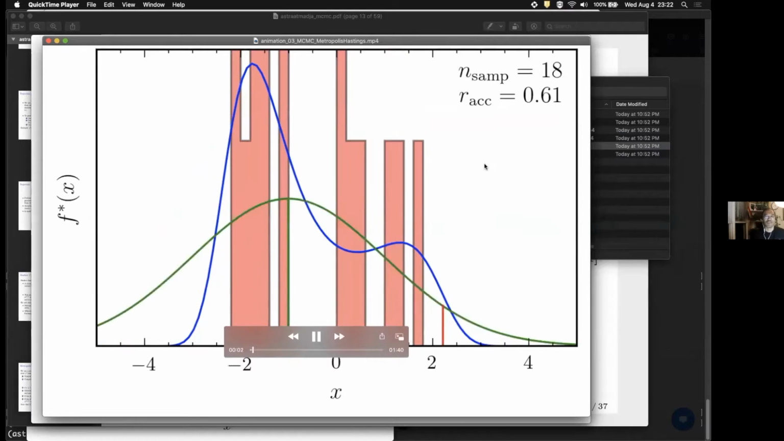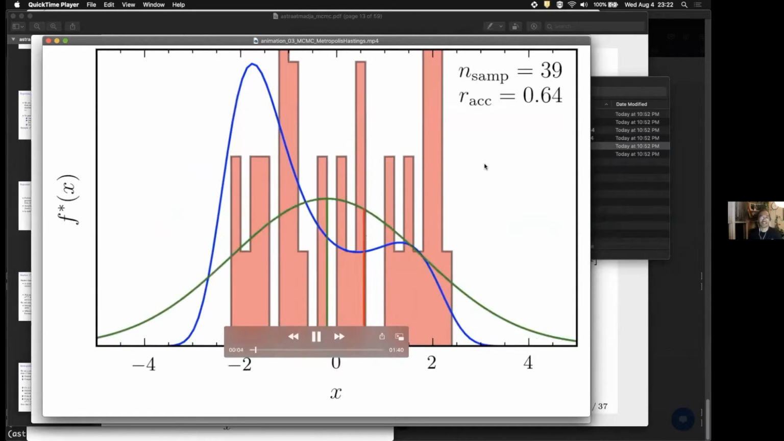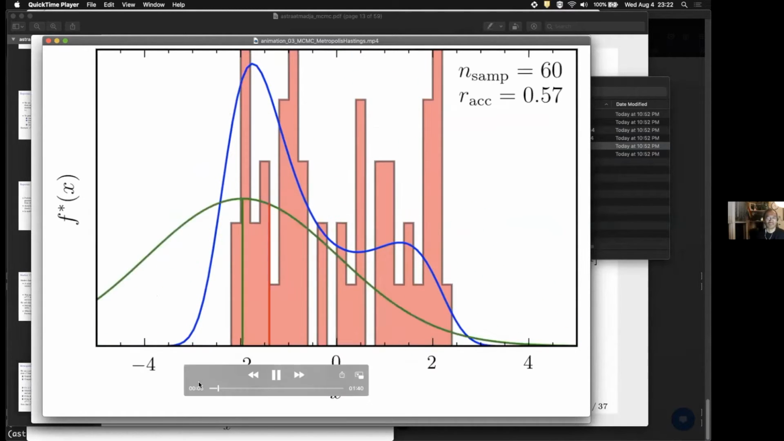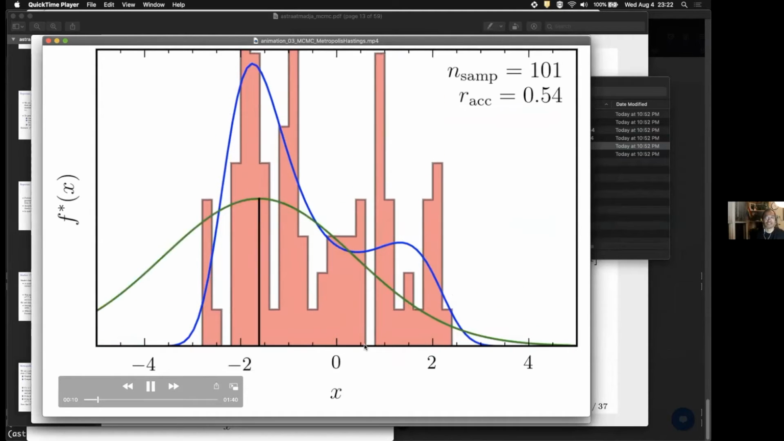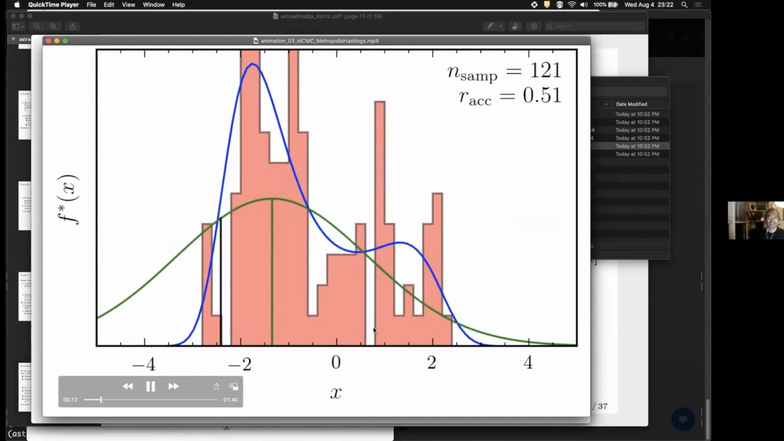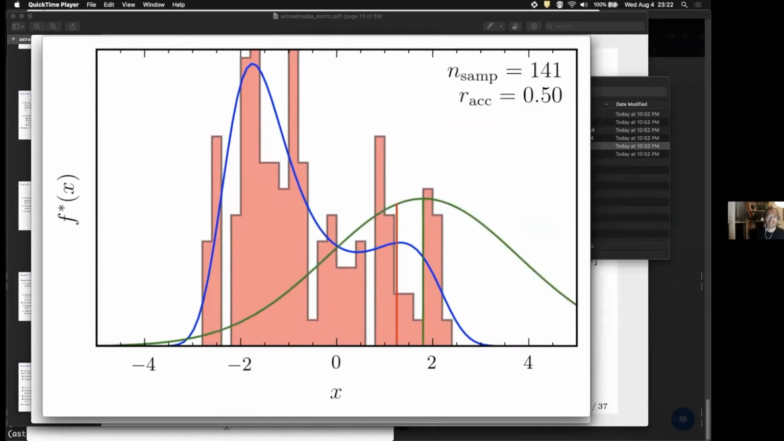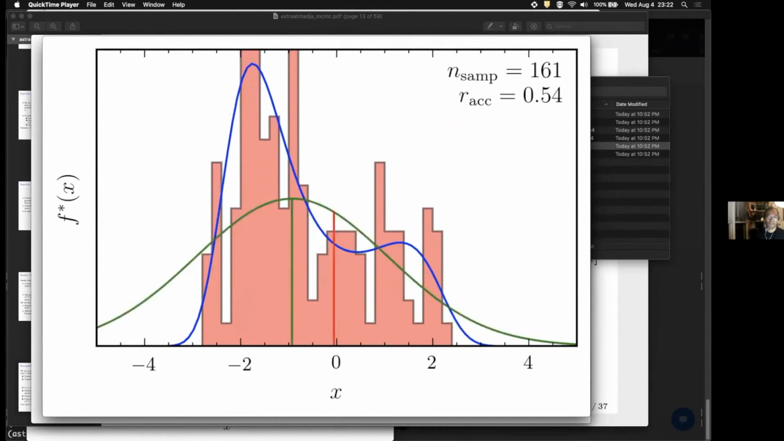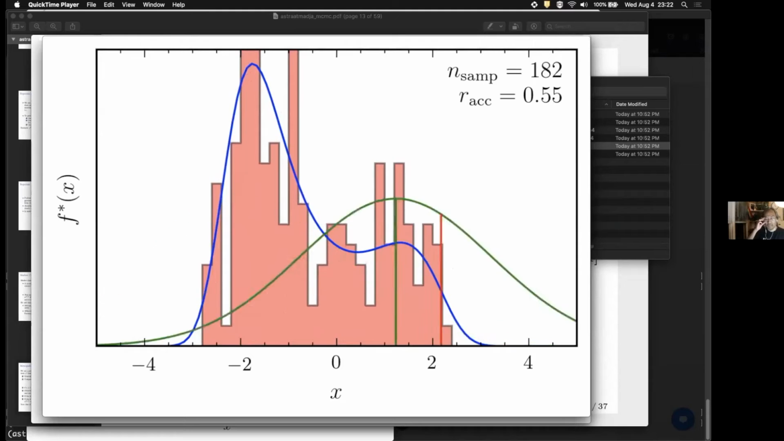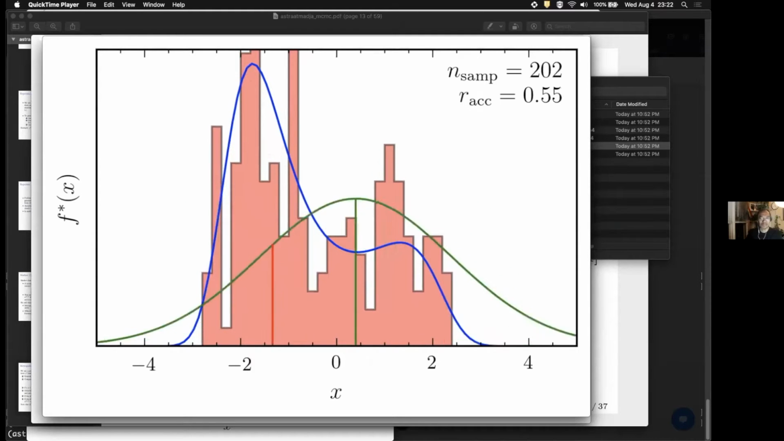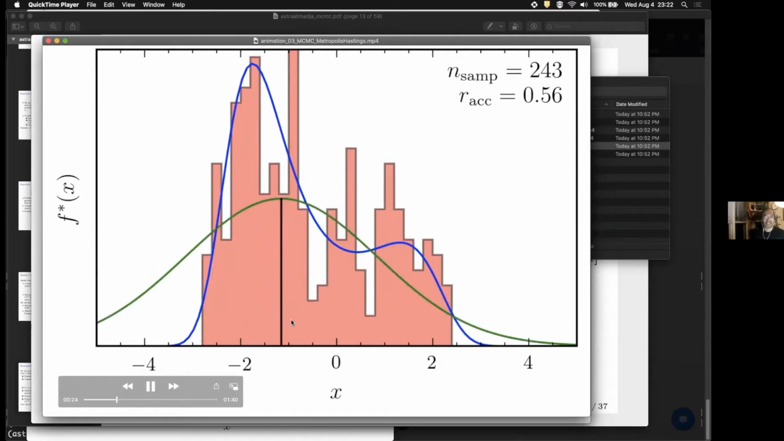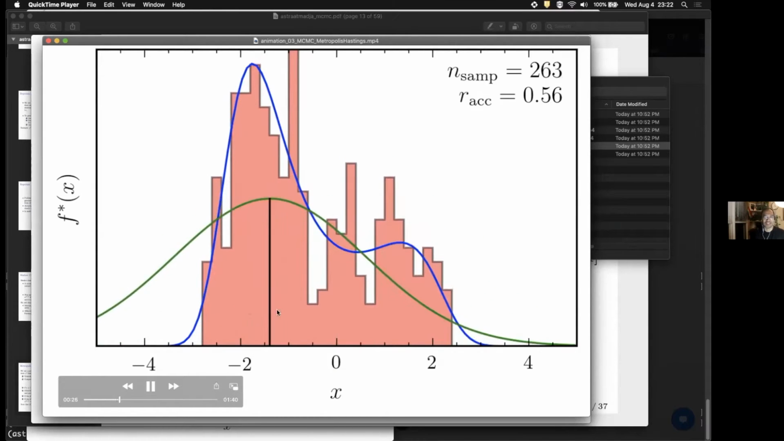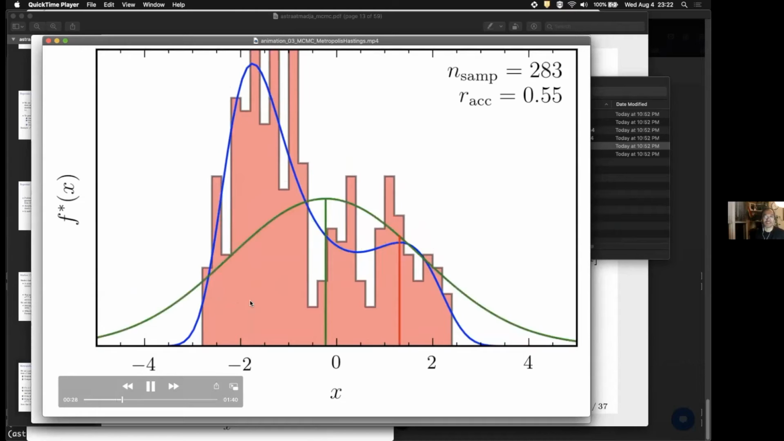Right, so we use a Gaussian as a proposal distribution for moving from one probability to the next. Make it a little bit slower so we can see where it is being generated and whether it is accepted or not.